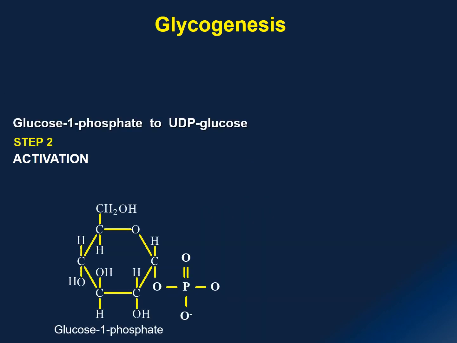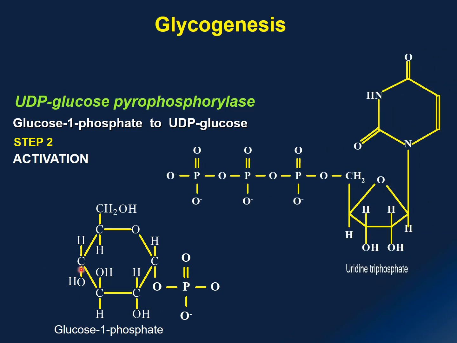And this step is known as activation, which is the conversion of glucose. So we begin with G1P, glucose 1-phosphate, which has a phosphate group on carbon number 1. And the enzyme that's going to do this activation step is UDP-glucose pyrophosphorylase.